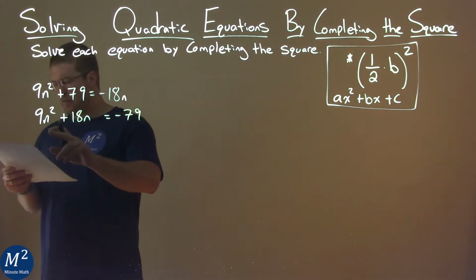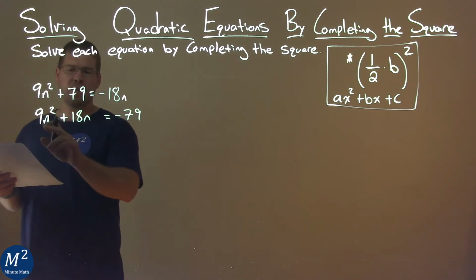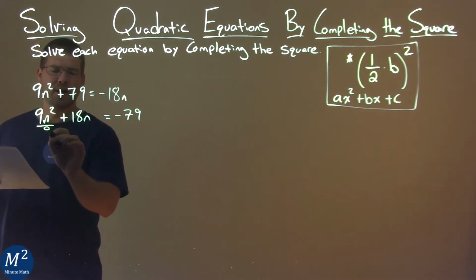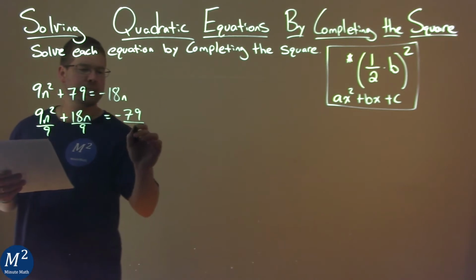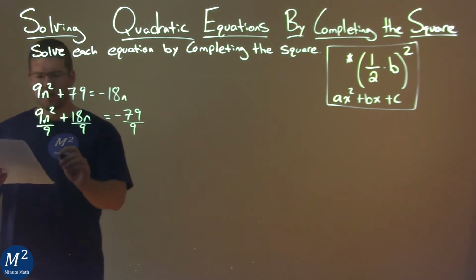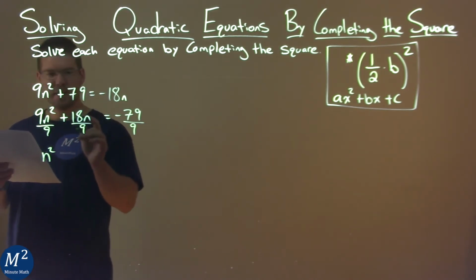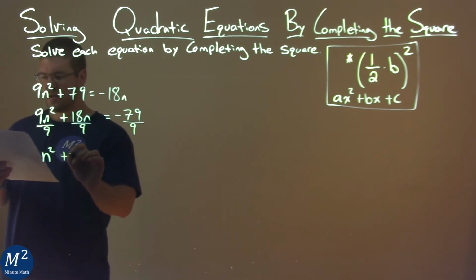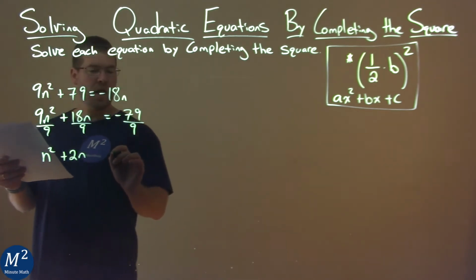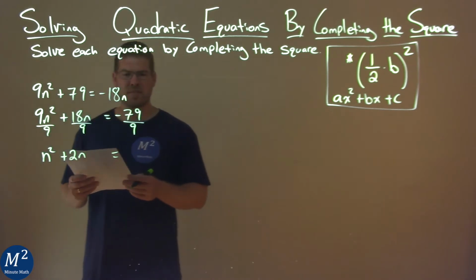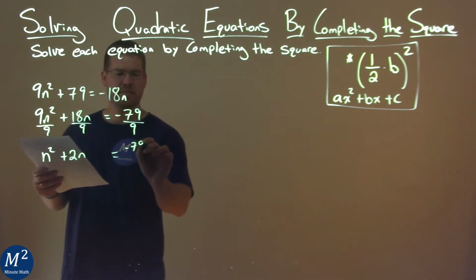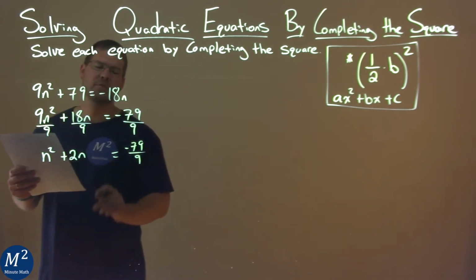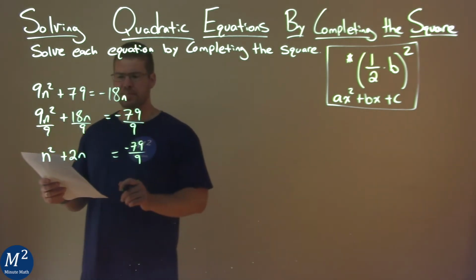Now, when my a value here is greater than 1, I'm going to take that a value of 9 and divide all parts by 9. Well, the first part becomes n squared. 18n divided by 9 is just 2n. That's nice. And, well, negative 79 divided by 9, I just keep the same. Notice I left a space right here. We'll see why in a minute.